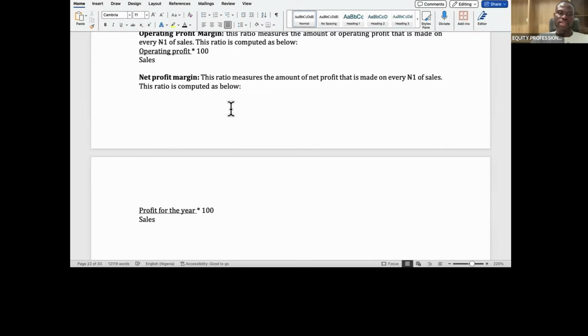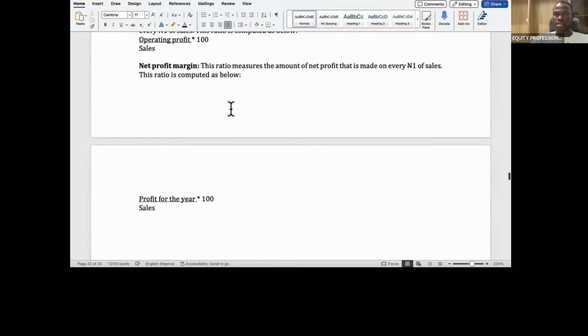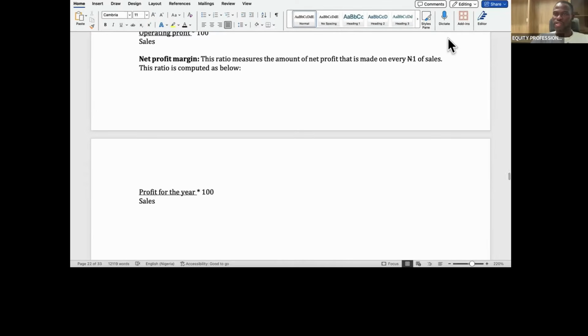So again, let me even give you an opportunity. If you're analyzing this, what will have been the underlying factor for movements in net profit margin? Who can try this? What will have caused movements in net profit margin? Let me allow you to try this. Anybody?